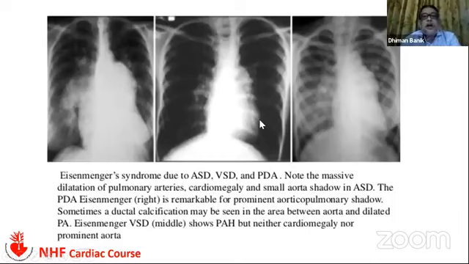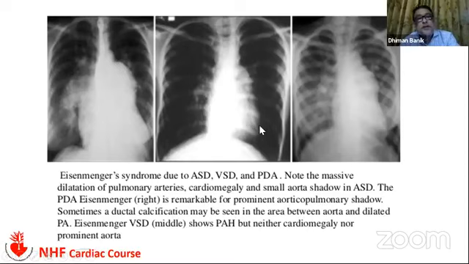These are three pictures side by side. This chest radiograph shows RV apex, dilated pulmonary vessels, a small aortic knuckle, and pruning of the lung. This is a case of ASD with Eisenmenger syndrome.